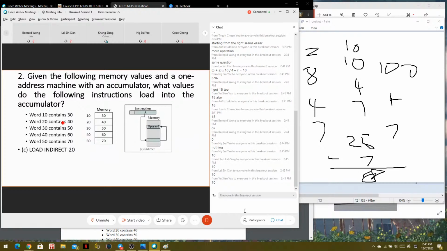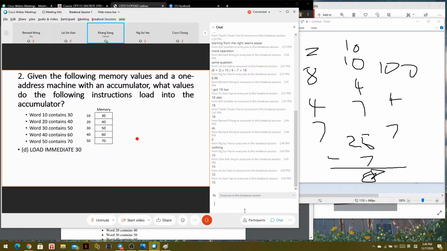And then the next one, load indirect. You need to jump 2 times. So again, draw like this. Then jump 1 time, jump to 20. Then you need to jump another time, jump to 40. So what is inside 40? 60. I think it's quite straightforward. If you have anything, just stop me in the chat.